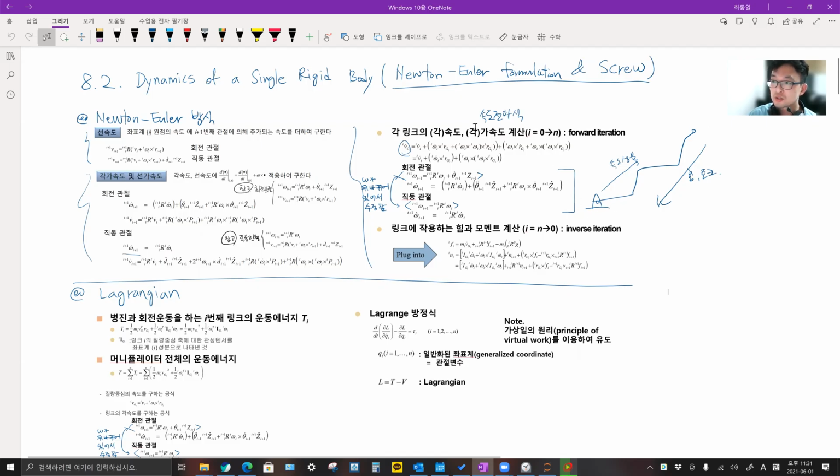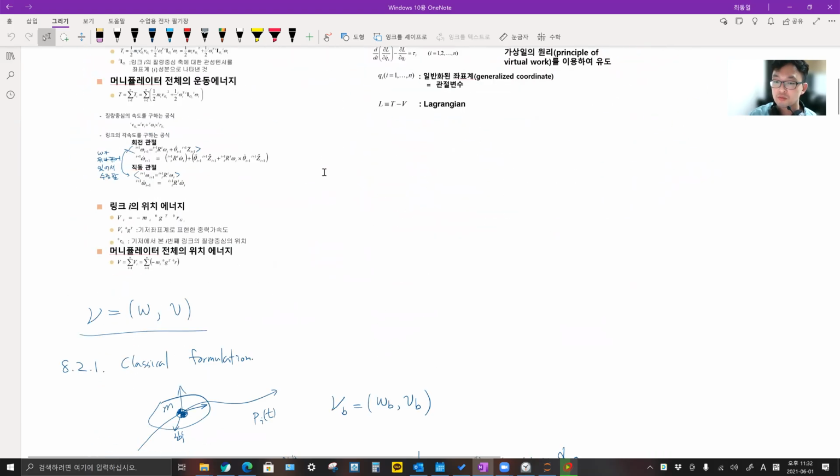So there are two kinds of iteration. The first one is the forward iteration, I equal 0 to n. In this iteration, you calculate velocity and acceleration. So we call this the velocity propagation equation. And then after finishing the forward iteration, you have to do the inverse iteration from n to 0. In this stage, you calculate the force and torque. So this is the Newton-Euler formulation.